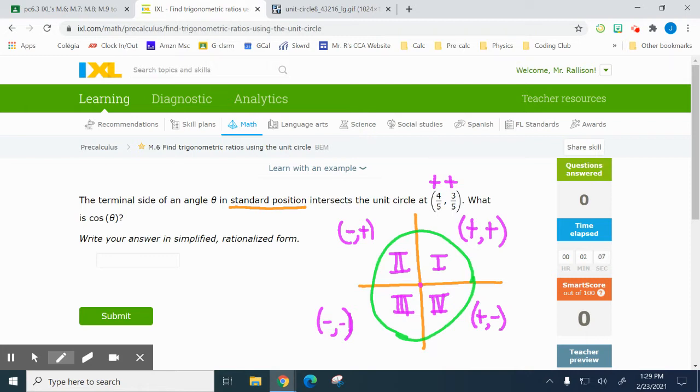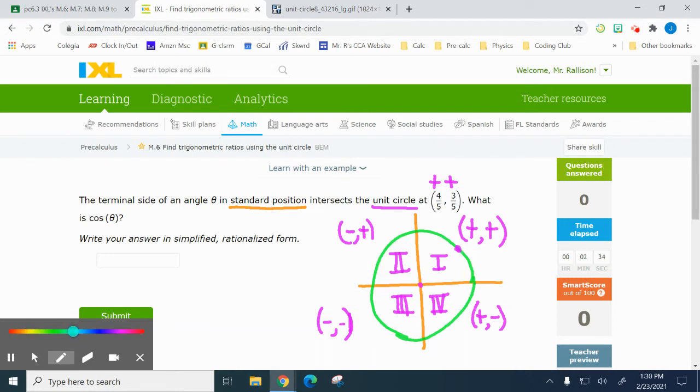Okay, so it intersects the unit circle at 4/5, 3/5. So 4/5, it's going to be like somewhere there, who knows, right? Something like that, but who cares exactly where? And so we're looking for the, when I actually give you the answer, you're going to be like, why'd you take all that time to do that?